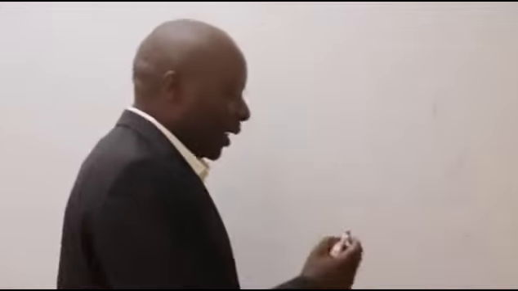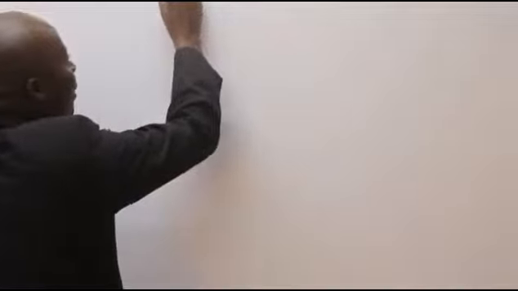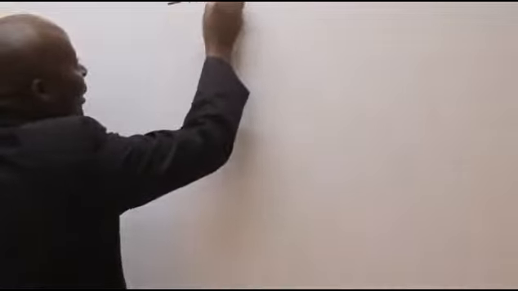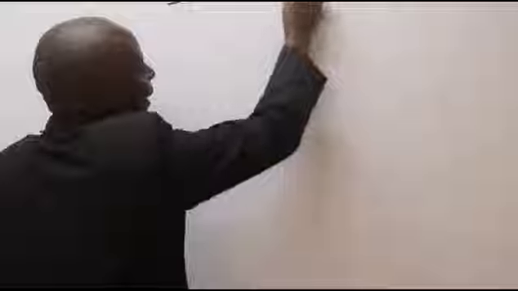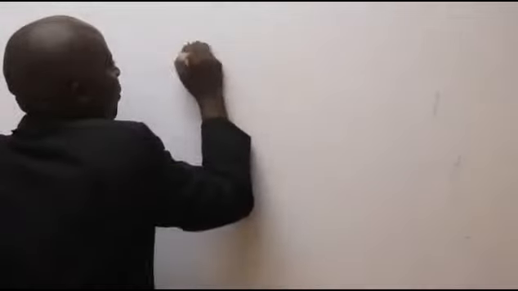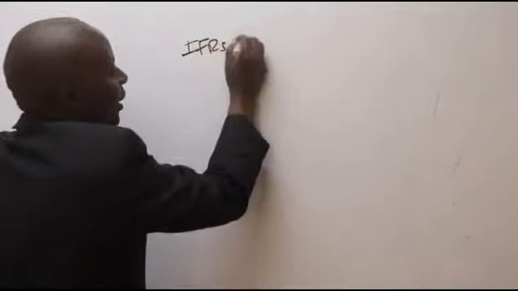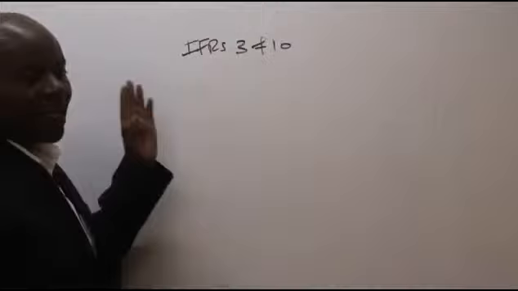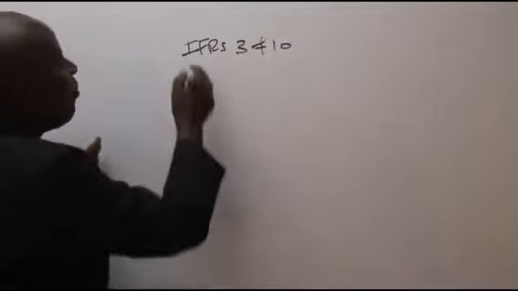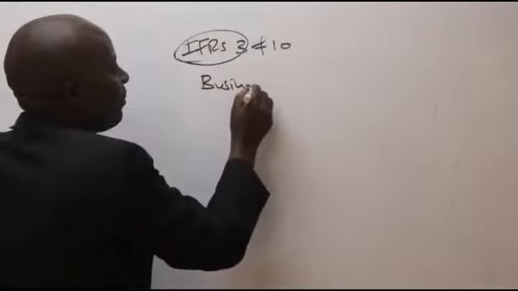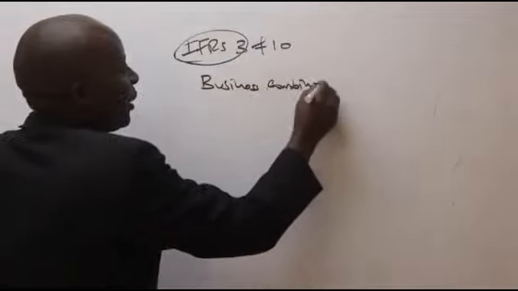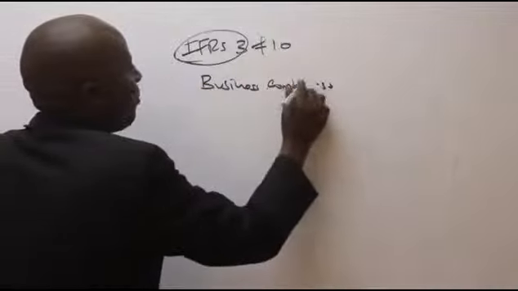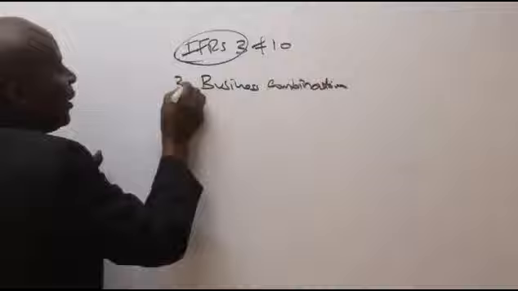When we talk of group accounting, we are talking about this subject from the perspective of IFRS 3 and IFRS 10. IFRS 3 talks about business combinations. This is IFRS 3, business combination.